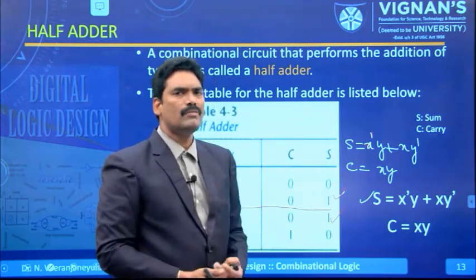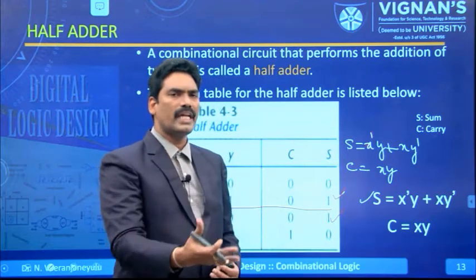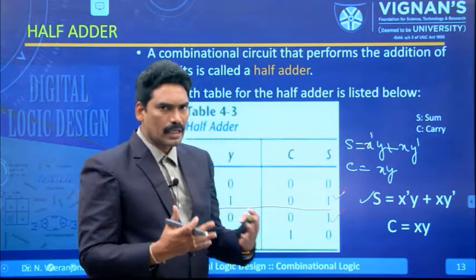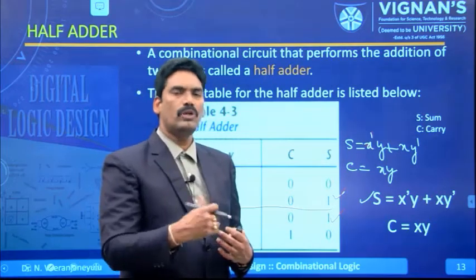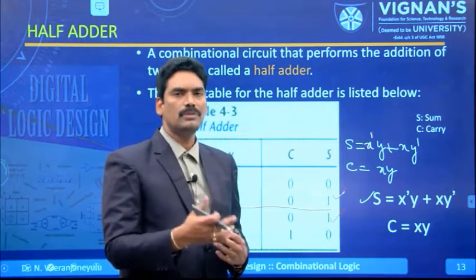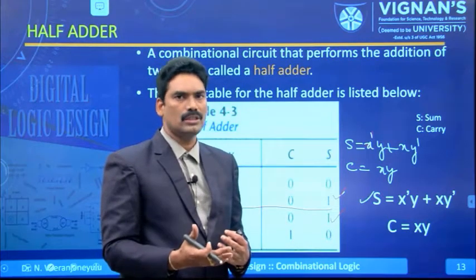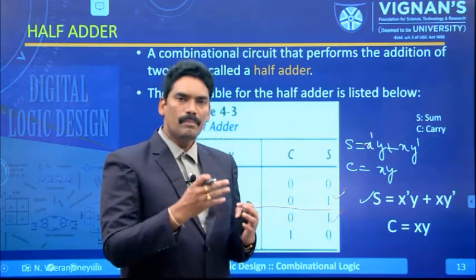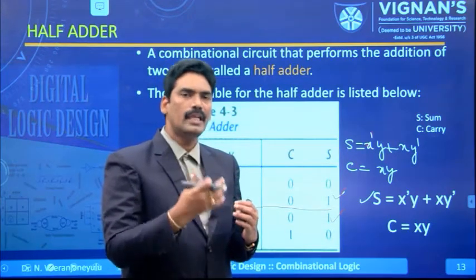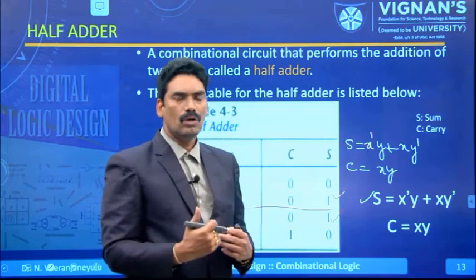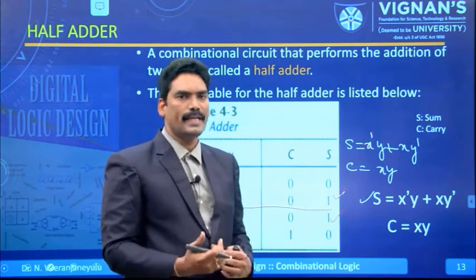Now, what is the pending one? We have to derive the logic diagram for this. What are our steps? Statement of the problem: we have to specify input variables and output variables, and give names to the variables. Then we have to derive the truth table based on the relationship between input variables and output variables, and then derive the Boolean expression for that.